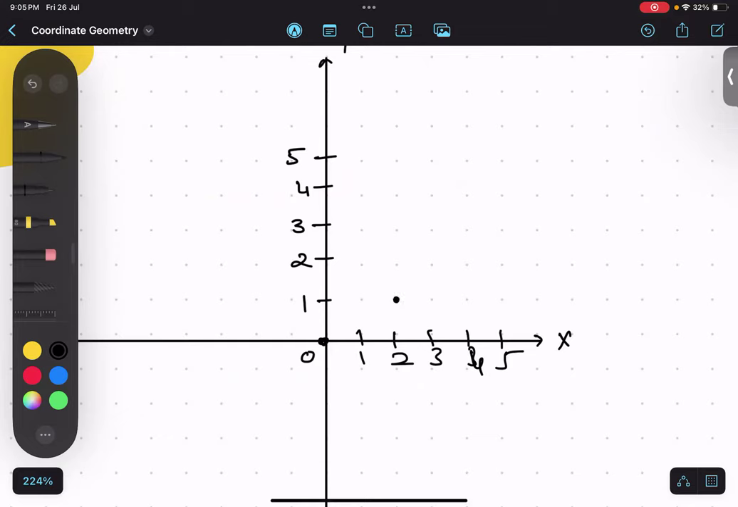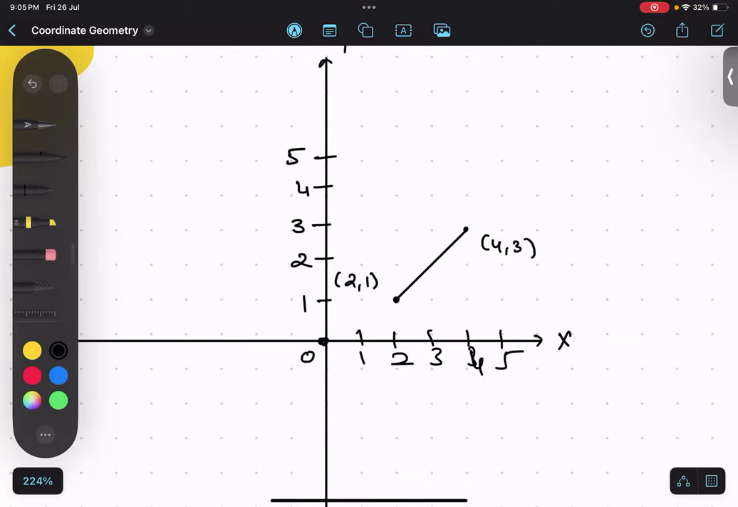What is this point's coordinate? Two comma one. Very good, it is 2 comma 1. Now there is another point, let's say this. What is this coordinate? This is 4 comma 3. Now we have to calculate the distance between these two points.